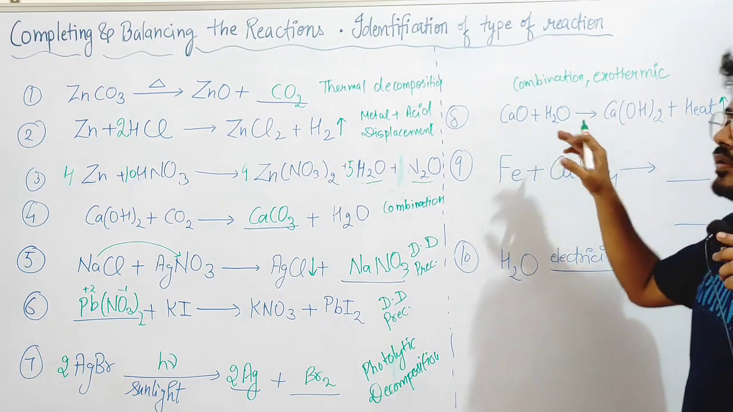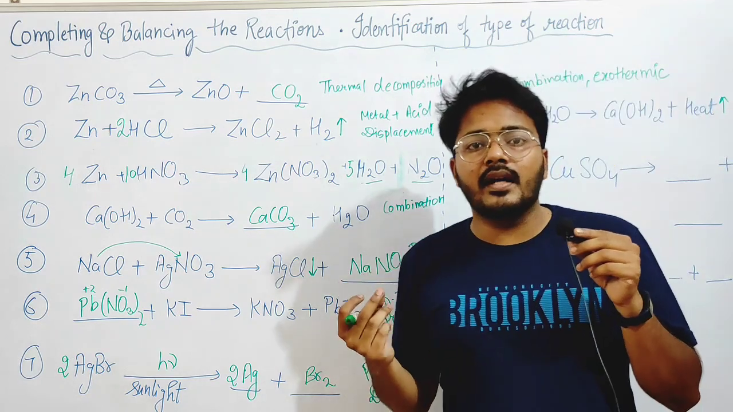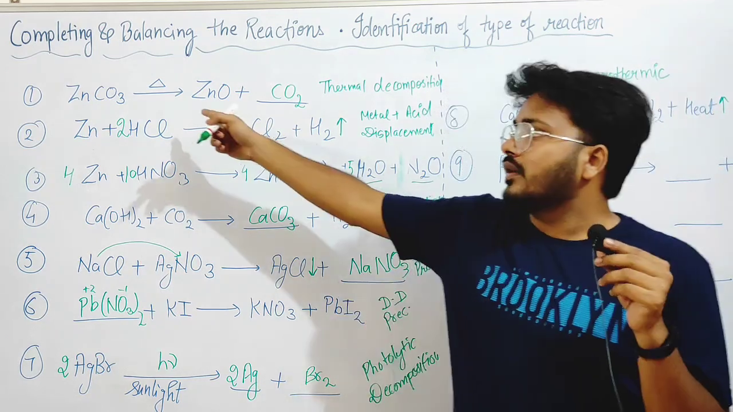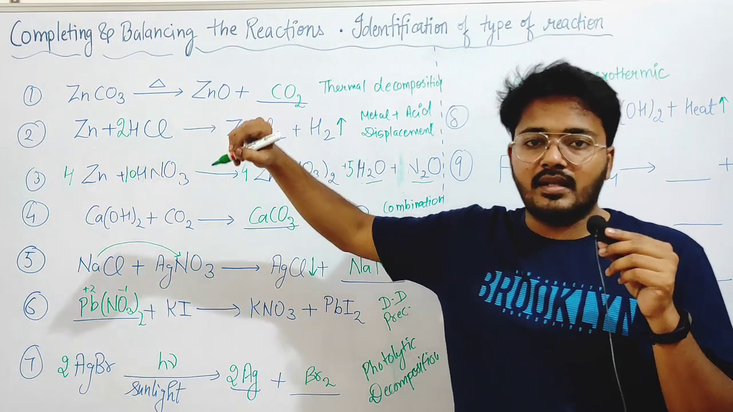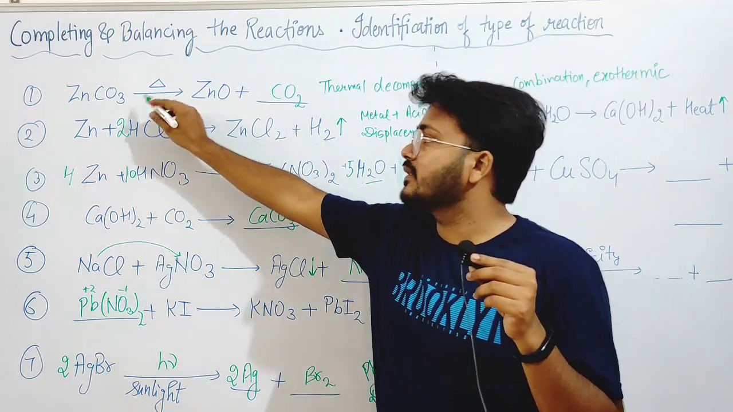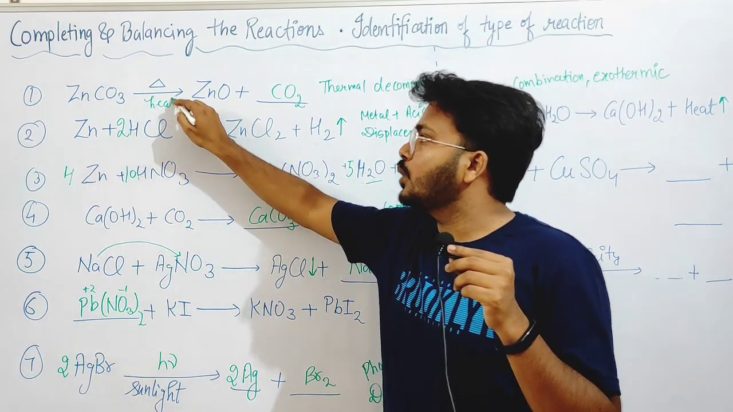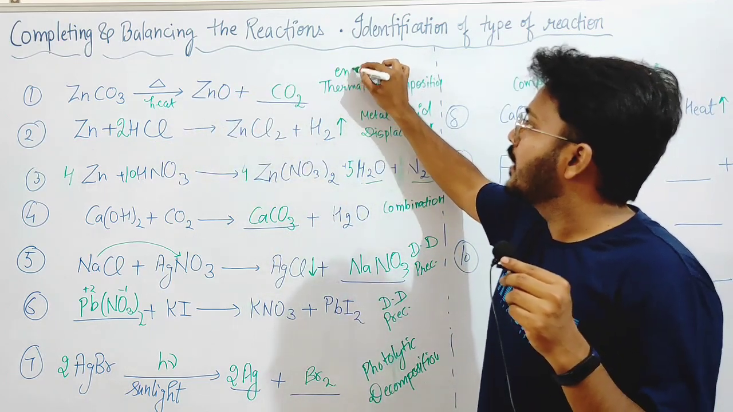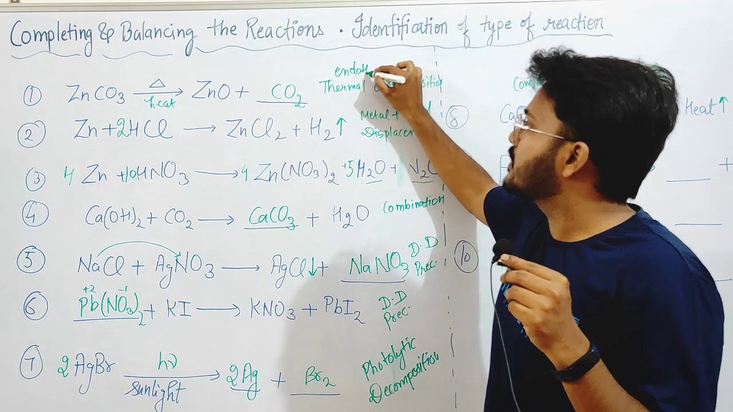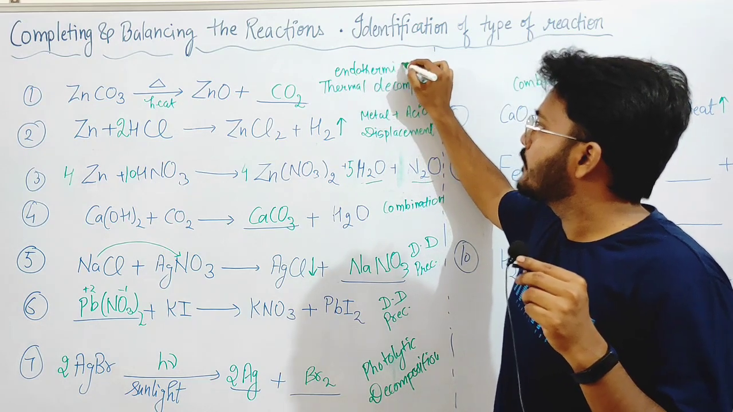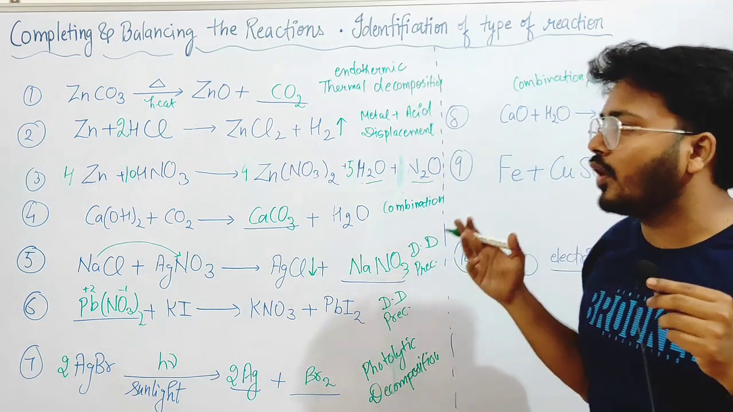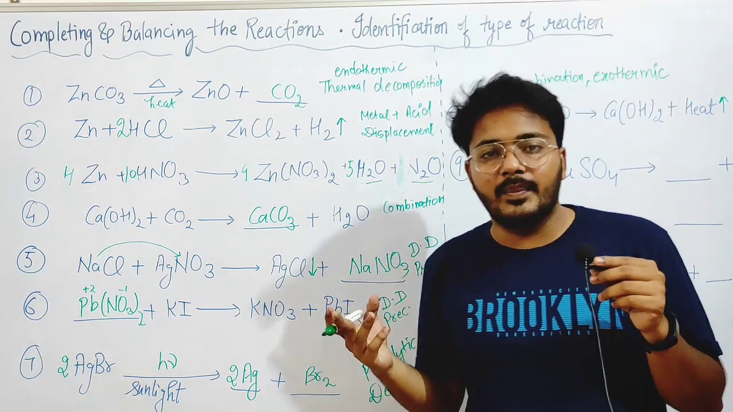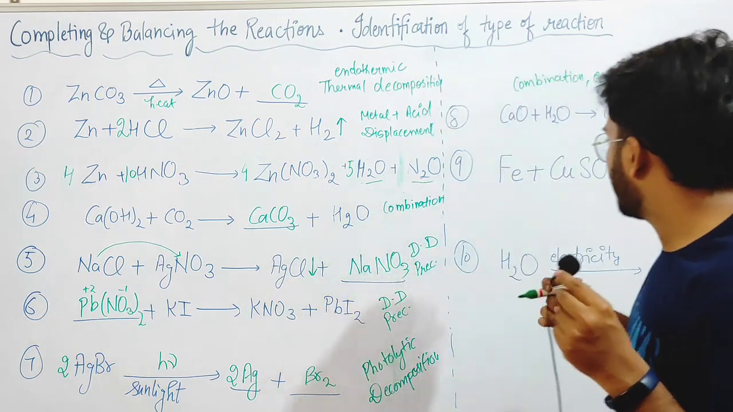If heat is mentioned on the left hand side, it generally means that it is an endothermic reaction. The first one is an endothermic reaction, because to perform the reaction heat is required. So we can also mention that this is thermal decomposition as well as an endothermic reaction. And a single reaction can be of more than 1 or 2 types. Okay, so do remember this thing.